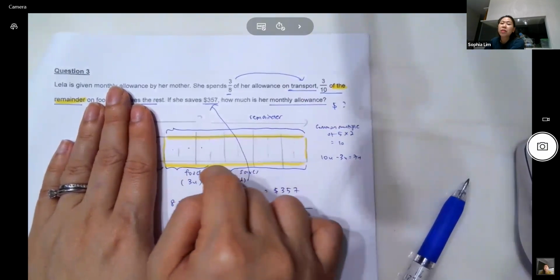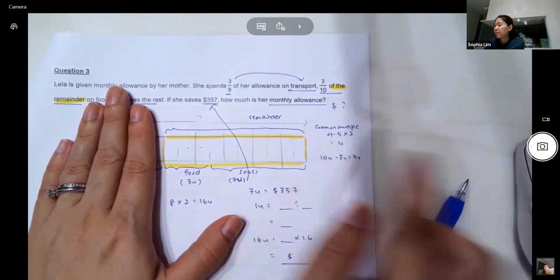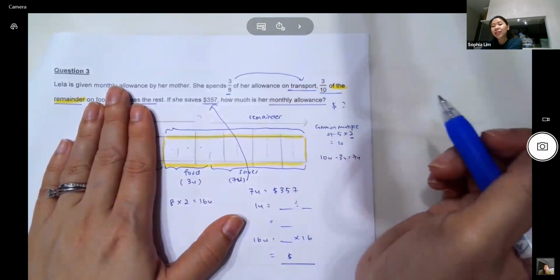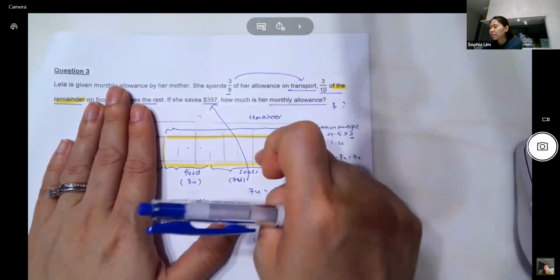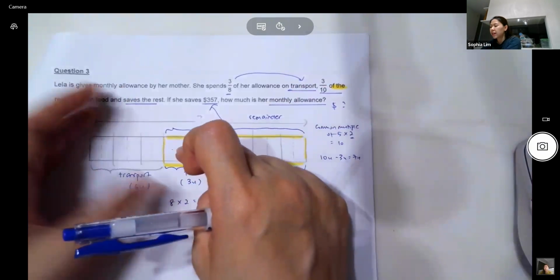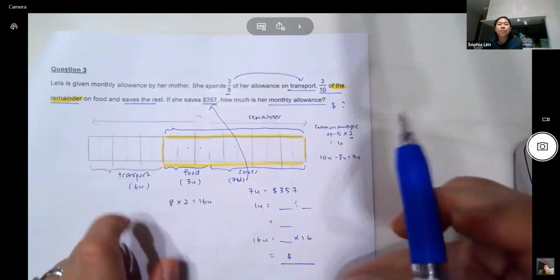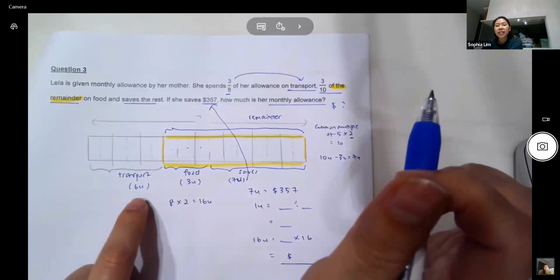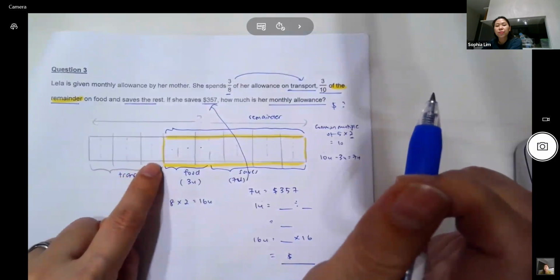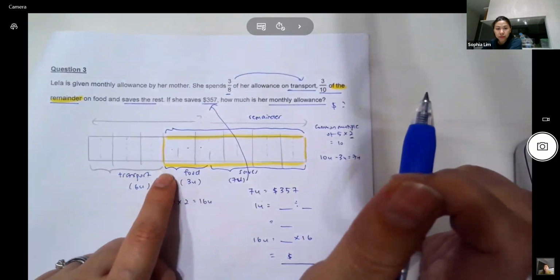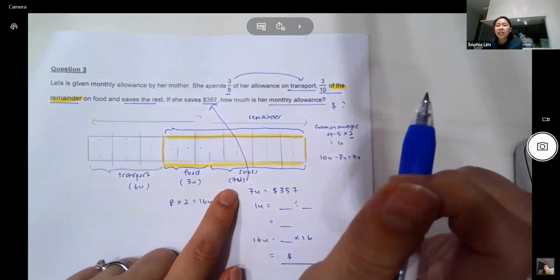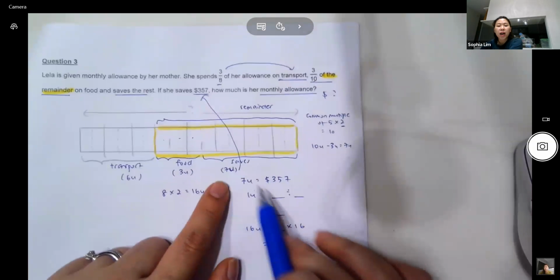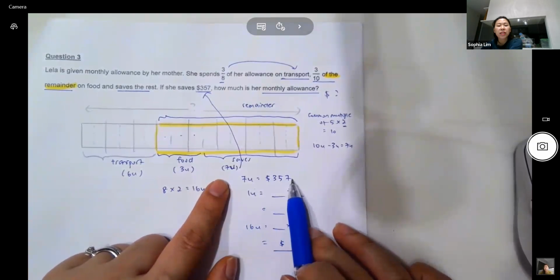So use the common multiple. 5 times 2 give you 10. And when they say times 2, it means that every unit you subdivide into smaller ones. And that's how I subdivide to get 2, 4, 6, 8, 10. And here I also subdivide. Then after counting, I realized that there are 6 units representing transport, 3 units representing food, and 7 units representing the amount of savings. Since I need to do a quick link, I write down 7 units equal 357.